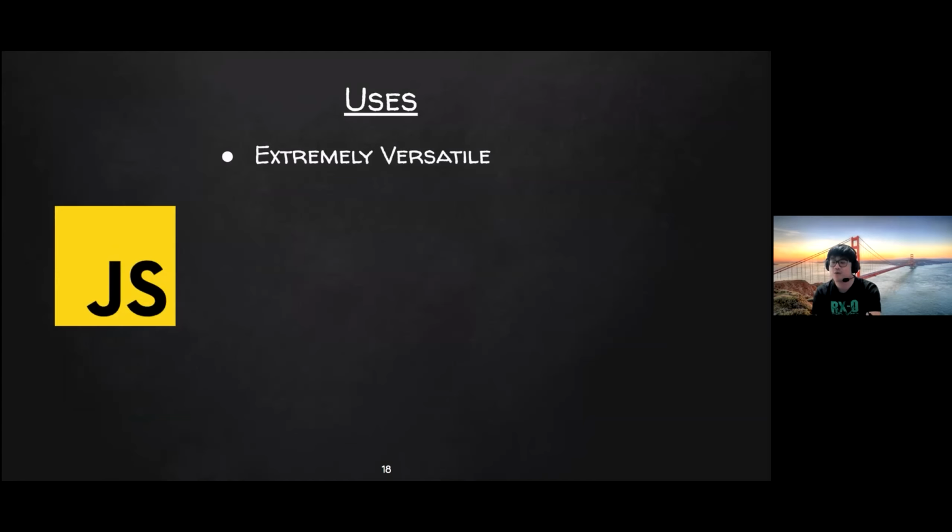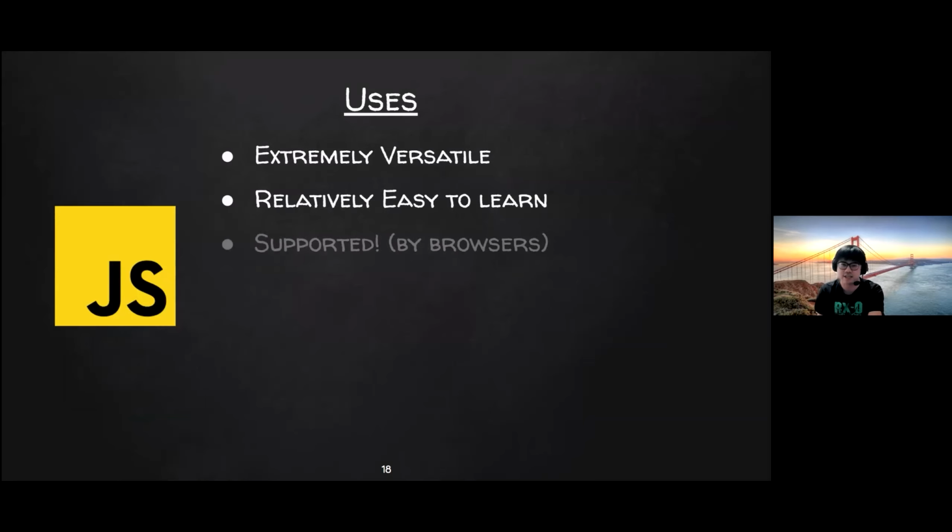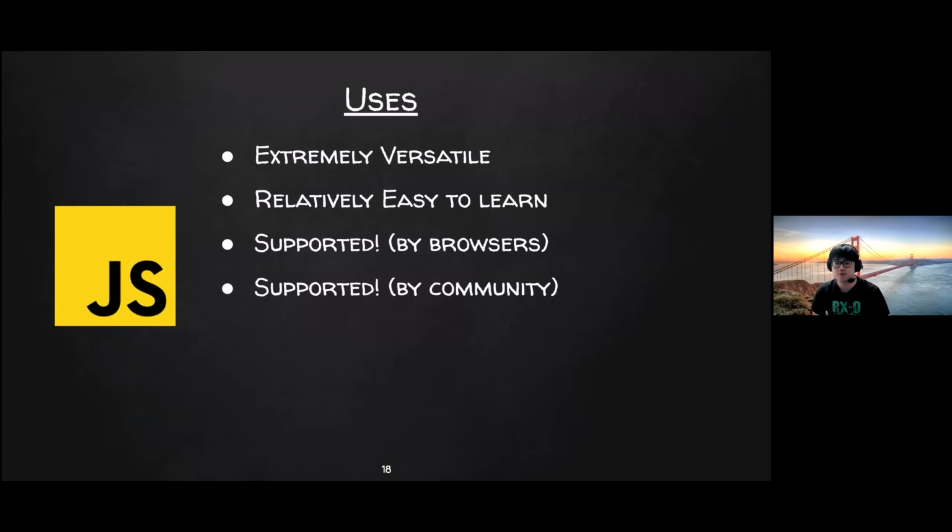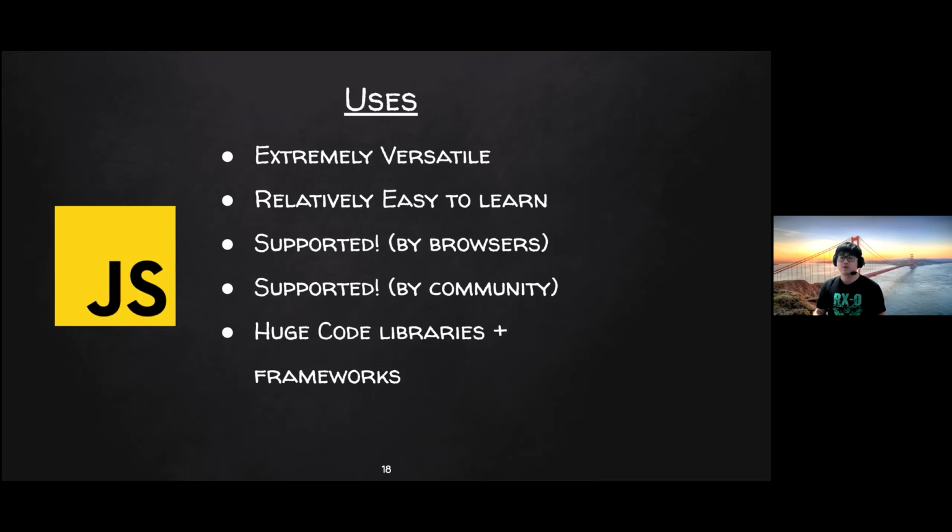JavaScript in its modern form is extremely, extremely versatile, right? And it is relatively easy to learn compared to, especially, the C languages. And it is supported by basically all web browsers. And it is supported by the community. You go on Stack Overflow, there are tons of people having problems with JavaScript, and you can find solutions really quickly. And also people build on it, adding more features. And when they build on it, they add a huge amount of code libraries and frameworks to JavaScript. That's why it is so versatile.